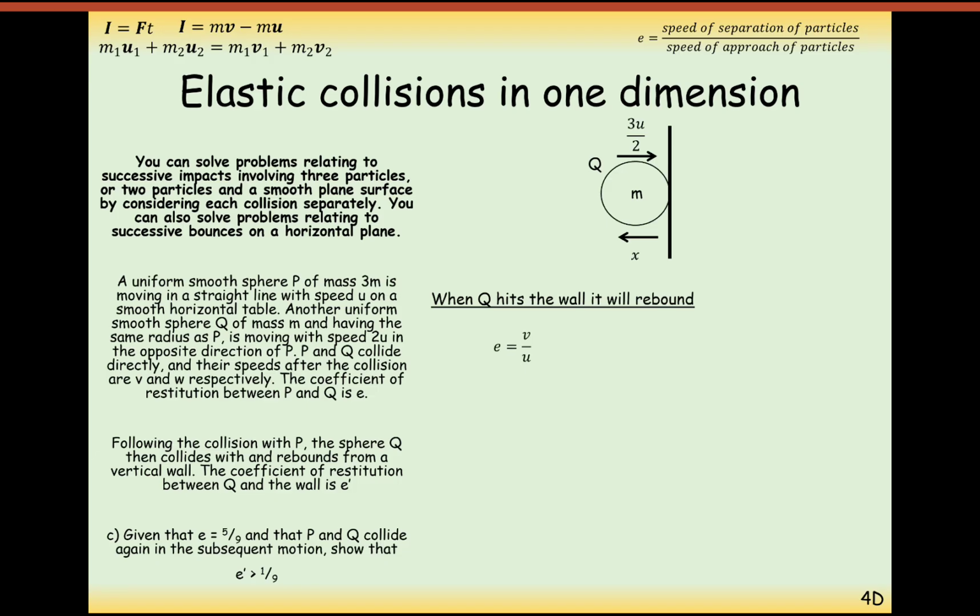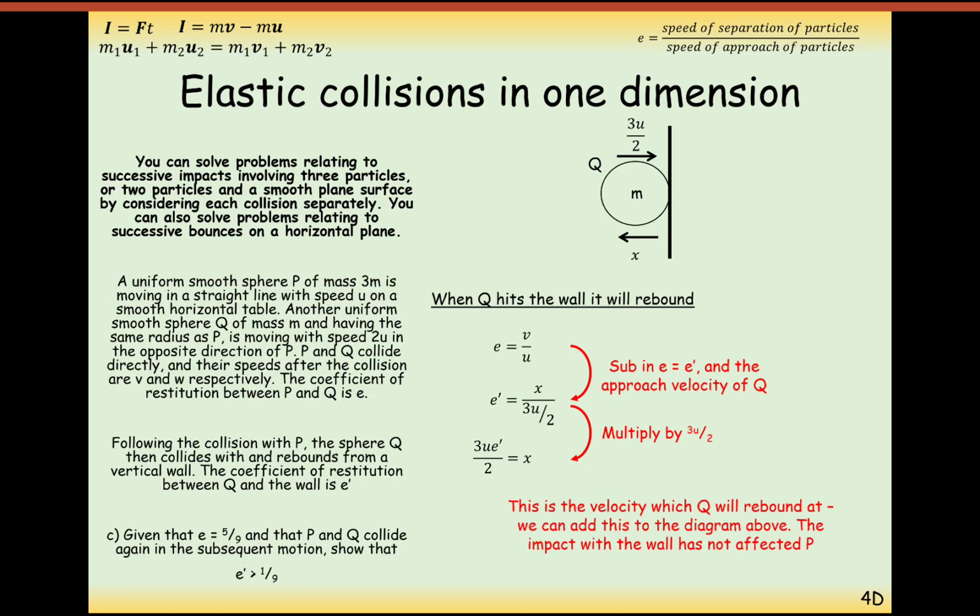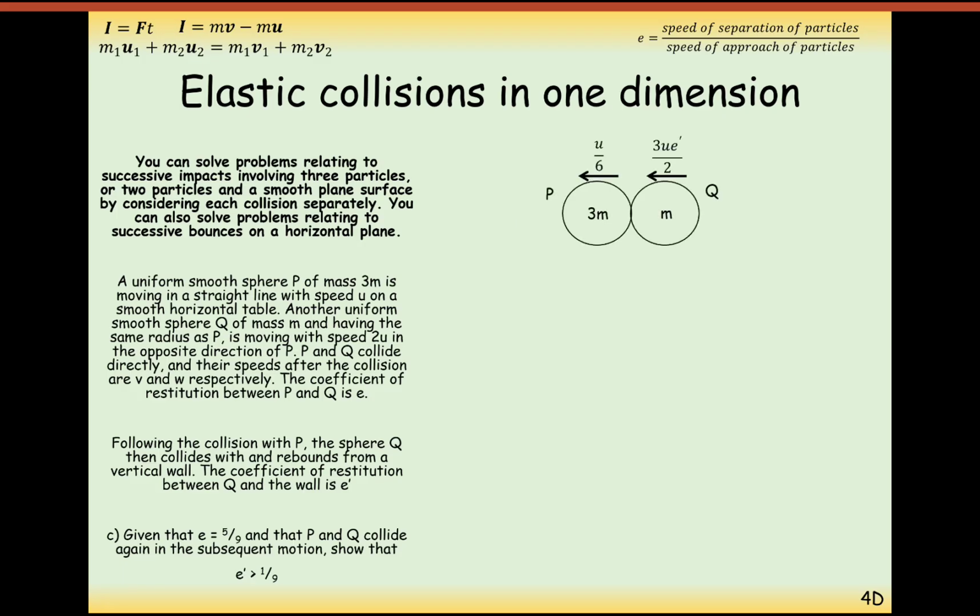So Q rebounds from the wall. When it's just a wall, you can use e equals v over u. We're going to use e dash as our coefficient of restitution here because it's between Q and the wall, and then separation, which is x, over approach, which is 3u over 2. So x is equal to 3u e dash over 2. Okay, so now we've got the velocity that Q is moving at and the velocity that P is going to be moving at. So it's going to look like this.